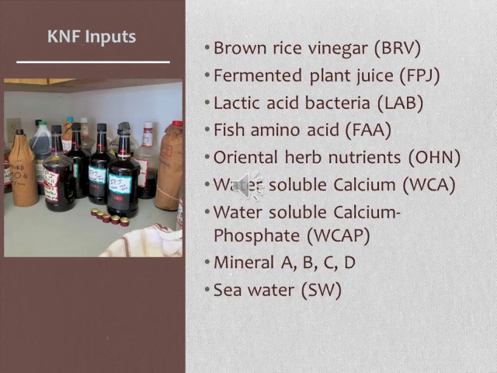Here is a list of Korean natural farming inputs: brown rice vinegar, fermented plant juice, lactic acid bacteria, fish amino acids, coriander herb nutrients, water-soluble calcium, water-soluble calcium phosphate, mineral A, B, C, D, and seawater. You might want to take Korean natural farming lessons from certified Korean natural farming instructors in your regions. This video only provides a simple instruction to make some of these inputs.